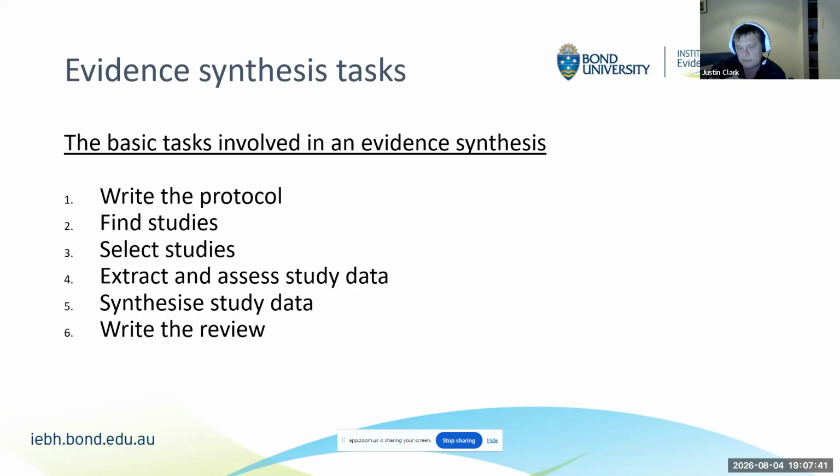When you've got your included studies, you then need to extract and assess the study data from those studies, then synthesize that study data, normally either in a meta-analysis or you do it narratively, so you describe them in a way that answers your question pretty well. Then you write the review and, fingers crossed, get it published. So they're the 6 steps in doing a systematic review.